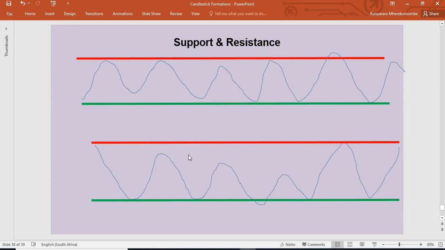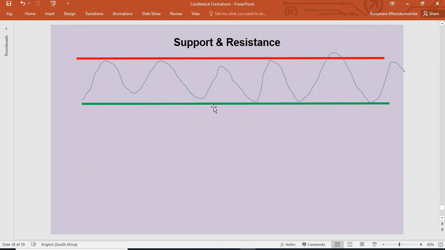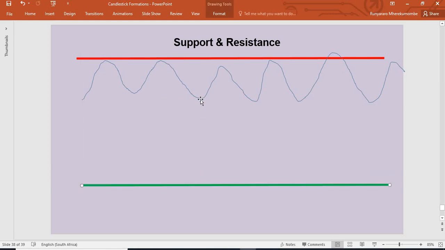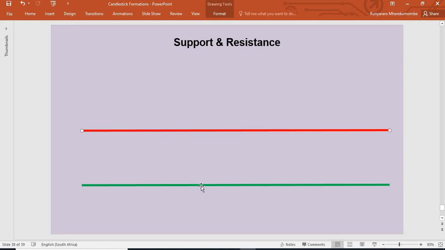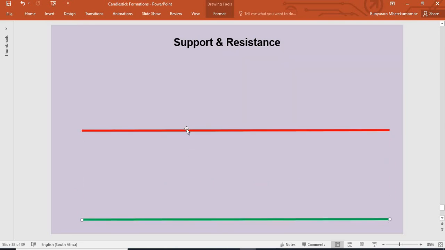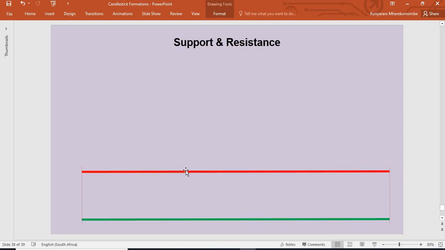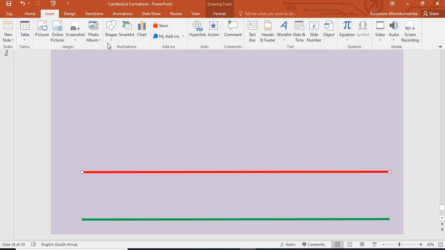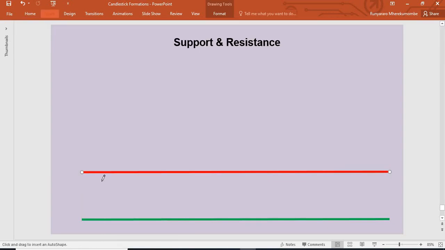So that is that for the introduction, which you need to understand about support and resistance. Now we need to look at this in a different way. So I'm going to remove this, and I'm going to have my support line and resistance line. Now I'm going to draw a chart. So this is a chart.